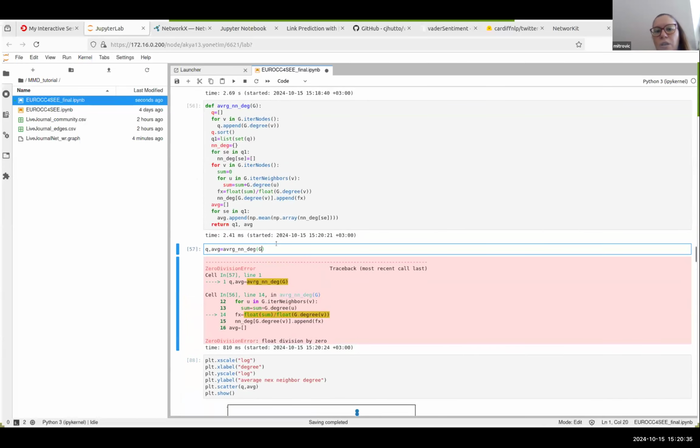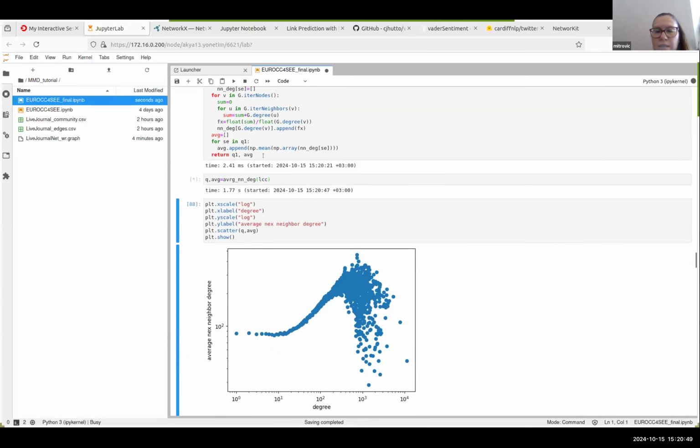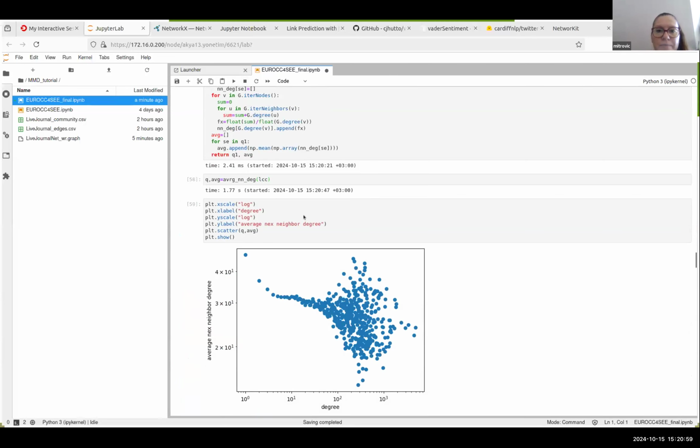We actually have degrees of 0 size here. So we will use the largest connected component, because in this case we are sure that we don't have nodes of 0 degree. And we will calculate for this largest connected component how the average nearest neighbor degree depends on the degree in this network.